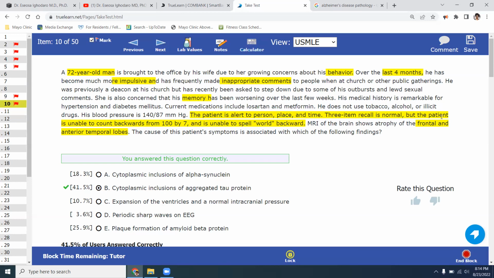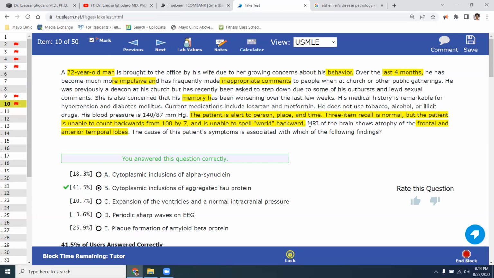They get into the patient being unable to count backwards from 100 by 7. This here gets at calculation, and unable to spell world backwards. Other hints that they give is they talk about his MRI.